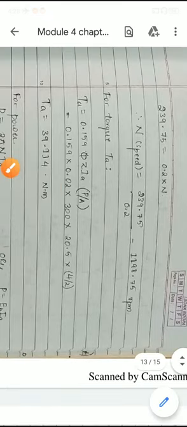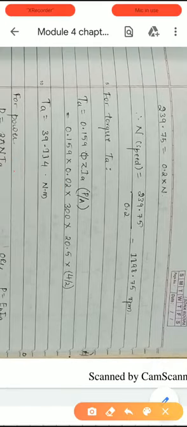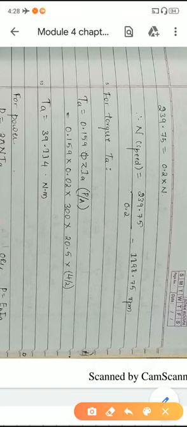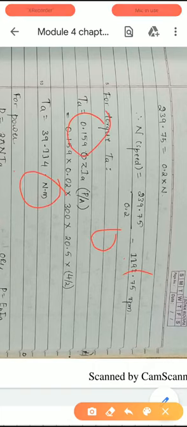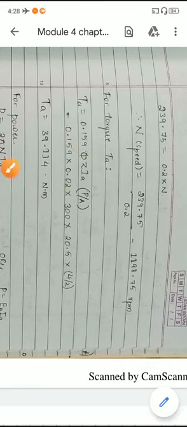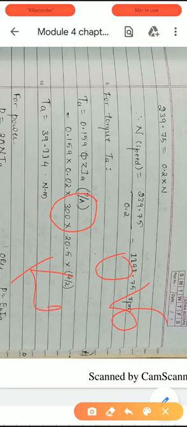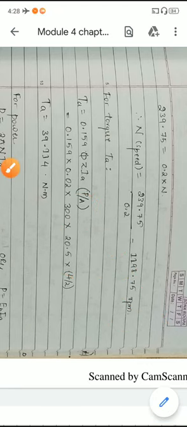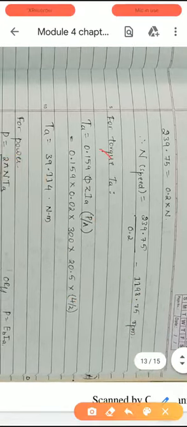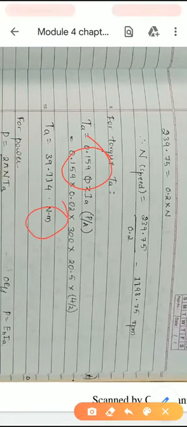Next we need to calculate torque. The equation for torque is what? 159. If you write this, the unit will be Newton meter. If you are going to use 0.016, then the unit will be kg meter. Here I have used 0.159, therefore it will be Newton meter, right?